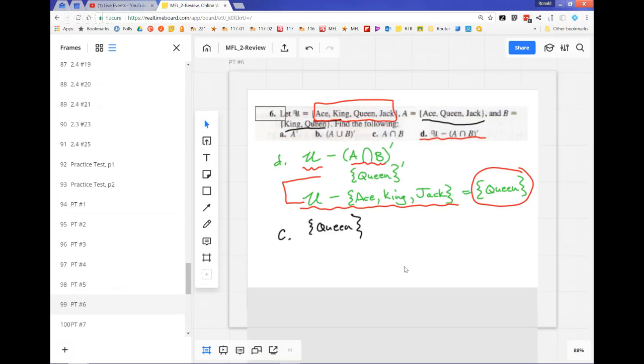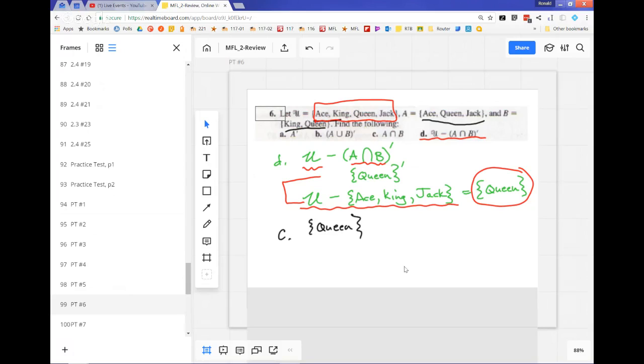First I copied what they wanted us to do: the universal set minus the complement of A intersect B. The universal set, I'm not going to write it down. It's just ace, king, queen, jack, all four suits. Now, what's in that other part?